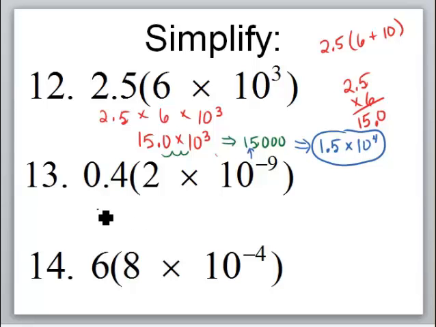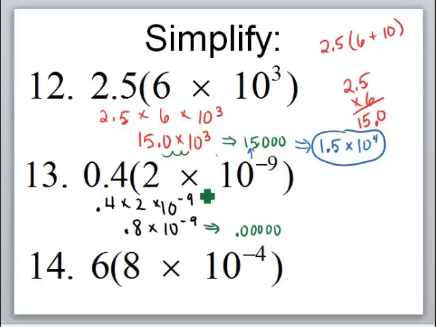We really are just saying 0.4 times 2 times 10 to the negative 9th. Well, 0.4 times 2 is 0.8 times 10 to the negative 9th. This is not in scientific notation. So let's change it into standard notation first. So I'd have 0.00000. I have to move that decimal over 9 spots, so I have 9 zeros. I've got 3, 4, 5, 6, 7, 8, 9 zeros now. 8. That's the standard form of this, or standard notation.